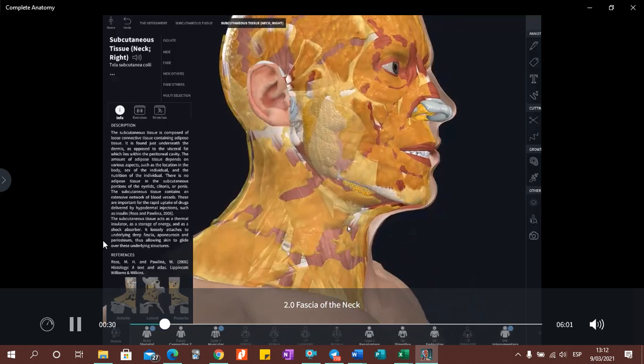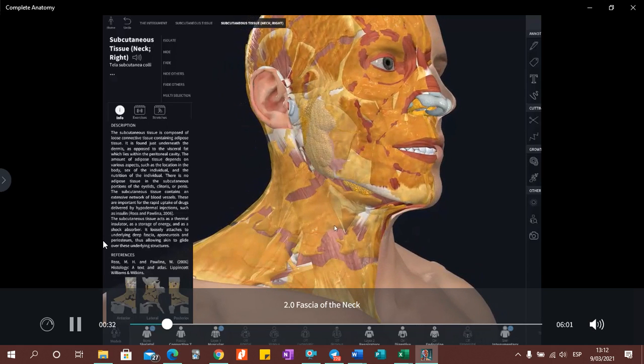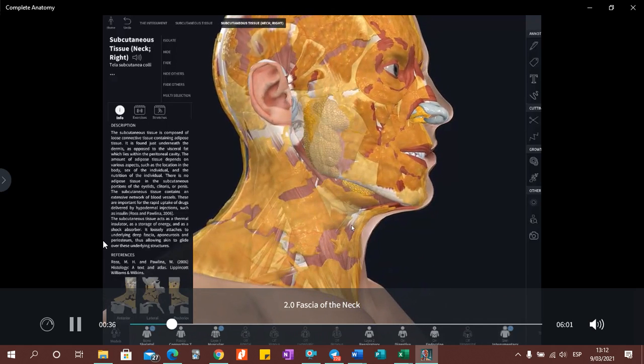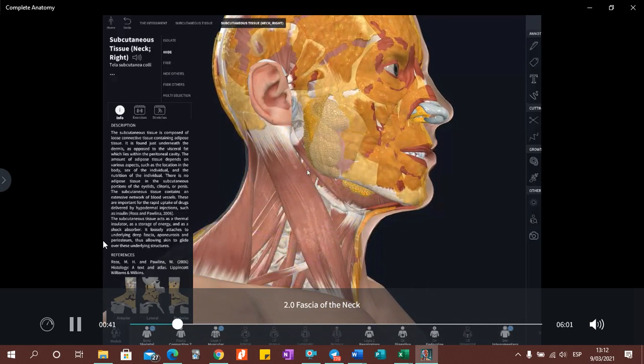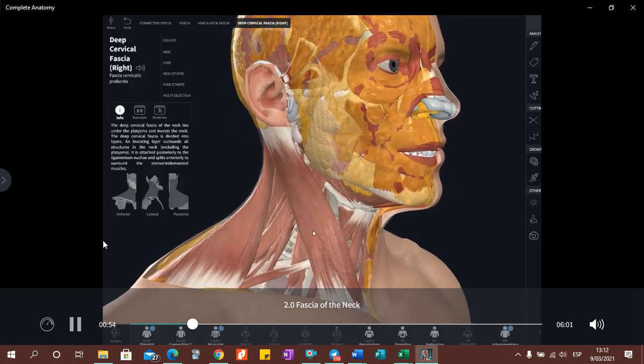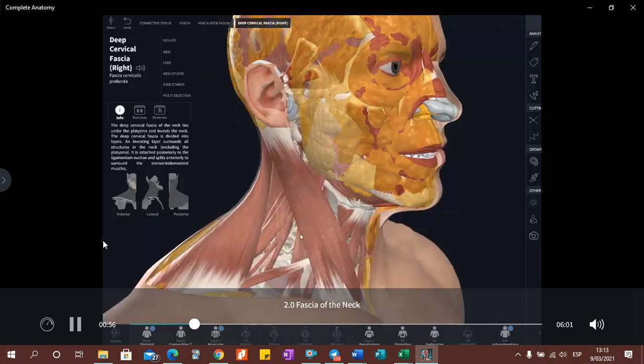So in a nutshell, what we need to learn and understand is that these structures in the neck are going to be surrounded by a layer of fatty subcutaneous tissue, which we will call the superficial fascia, visible right now. I'm going to go ahead and hide that. And they're also surrounded by a layer of deep fascia. It's called deep cervical fascia. And the function of the deep cervical fascia is to compartmentalize the structures in the neck.